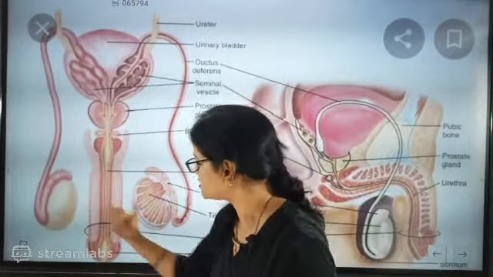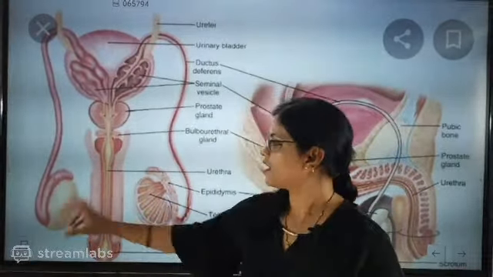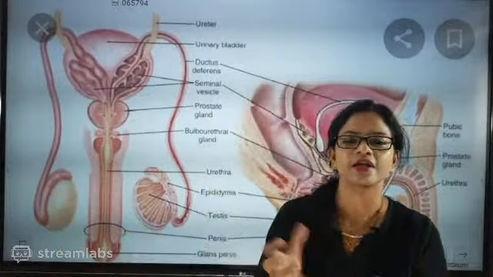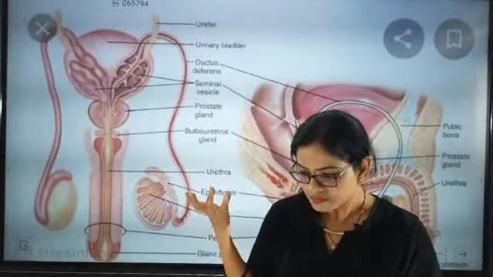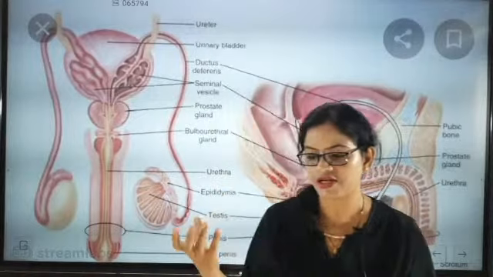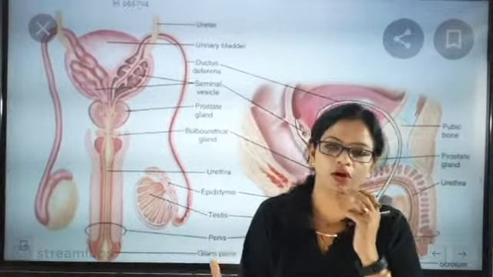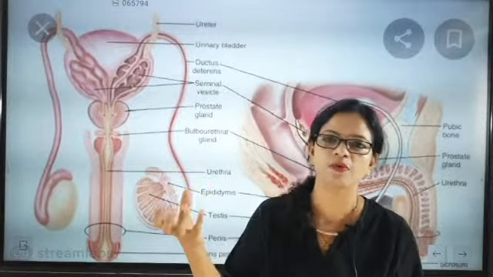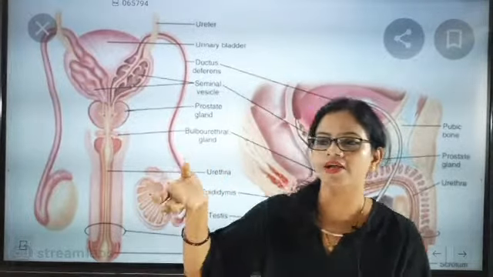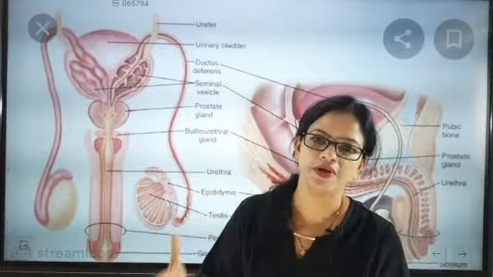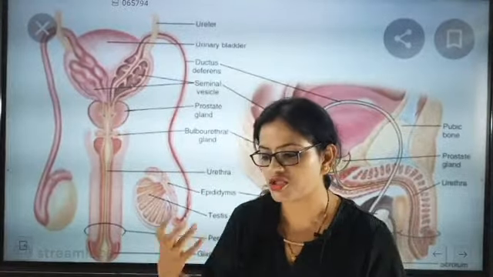There is a pair of testes located in the scrotum. A place where it is freely hanging is called the scrotum. The scrotum is just like a pouch, and it is located outside the male abdominal part. It is called the scrotum.